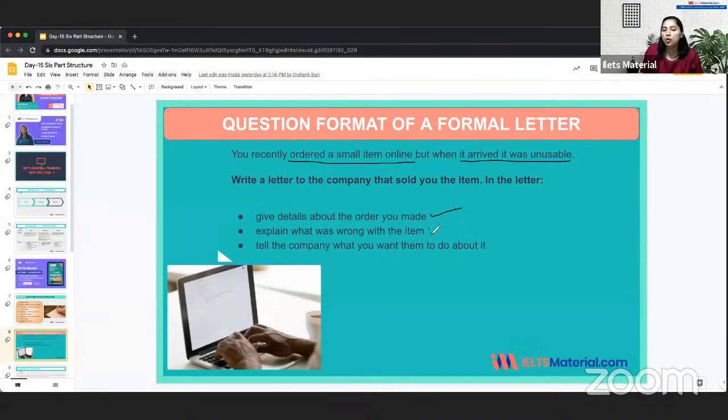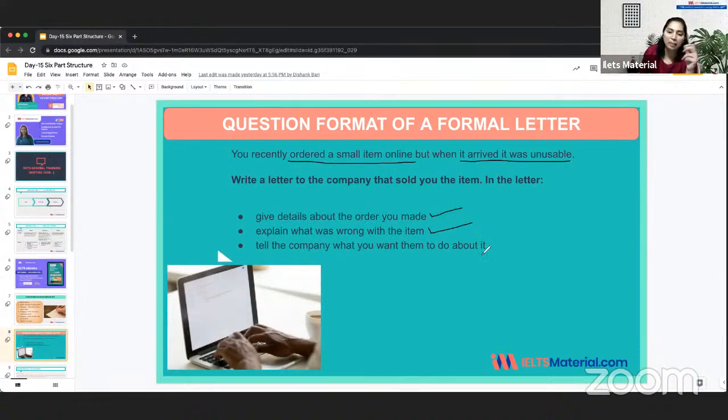Explain what was wrong with the item. Either you can take the whole context in a way that you cannot use it, or you can say that you will not be able to use it because it is damaged, it is destroyed, and the only thing that you did was open it after you received it, and the executive left. So you can describe that situation as well.